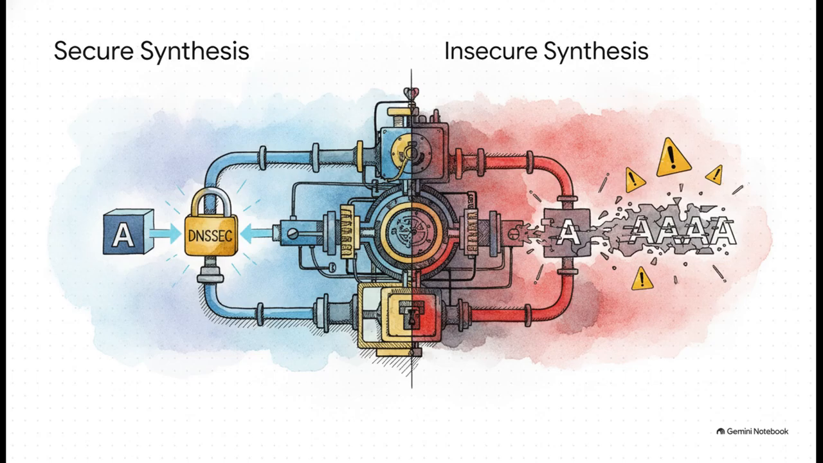You absolutely must secure this process by mathematically validating the standard IPv4 A records before synthesis ever occurs. If that DNSSEC validation fails, those synthesized AAAA records have to be treated as completely untrusted. Because if you don't enforce this validation, you are basically leaving the front door wide open for massive DNS spoofing and redirection attacks right at your translation border.